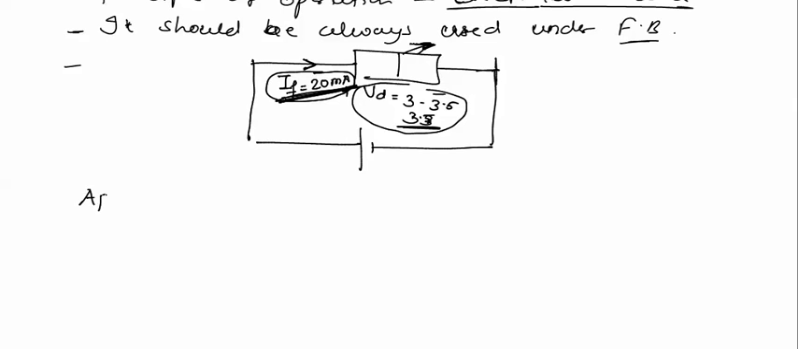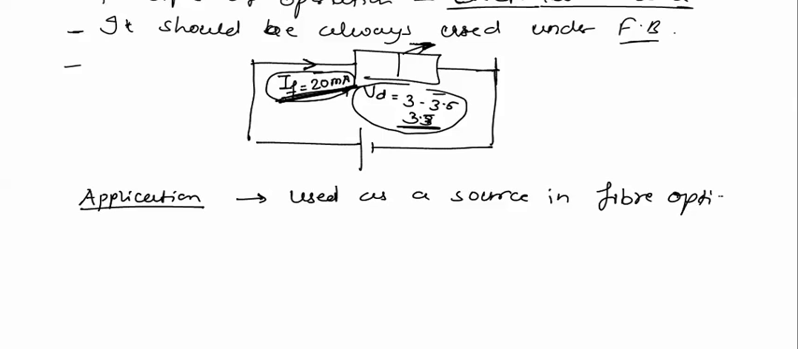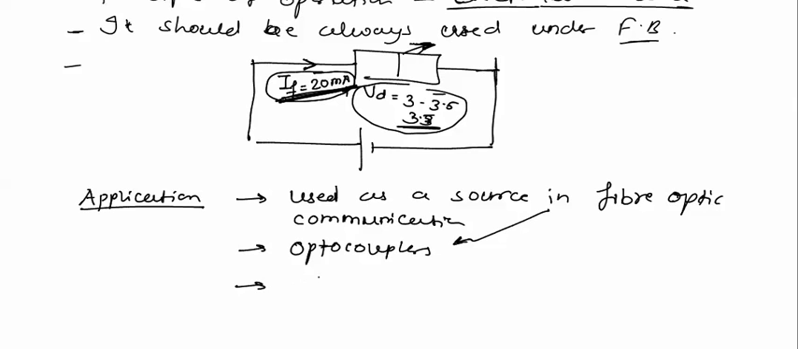Now, application of this diode. This diode is used as a source in fiber optic communication. Also, it is used in optocouplers. Fiber optic communication is an example of an optocoupler itself, and already we have seen this LED in our remote control of TV. It is used in remote controls. So these are the applications of the light emitting diode LED.